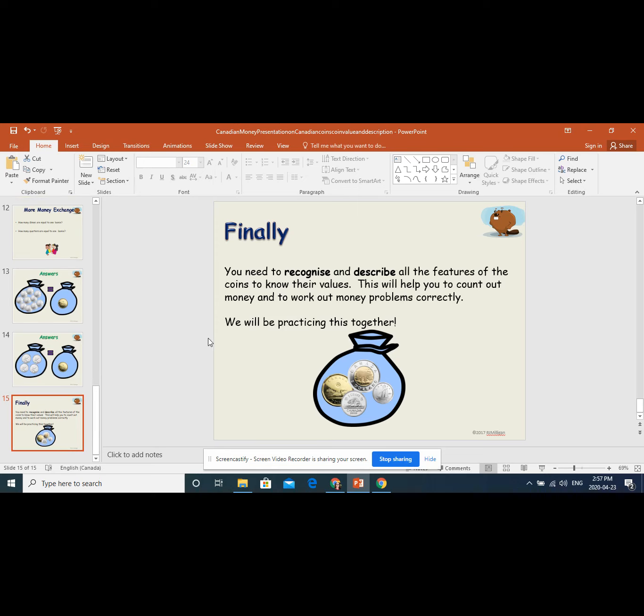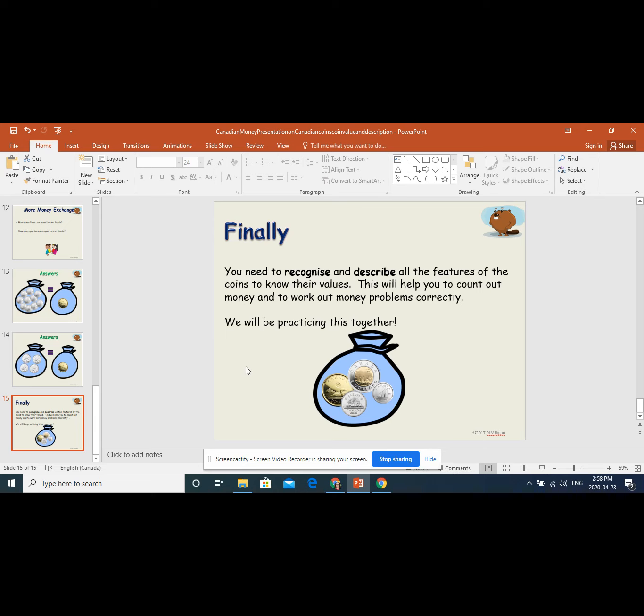Okay. So it says you will need to recognize and describe all the features of the coins to know their values. This will help you to count the money and to work out money problems correctly. We will be practicing this together. So this is just the beginning. This is something new. Maybe some of you know money already and maybe some of you don't, and that's okay. We're going to be learning this together.